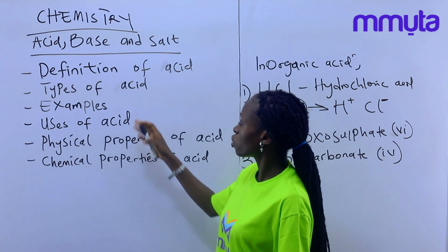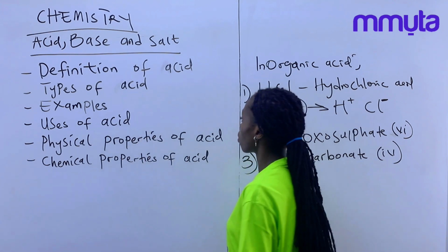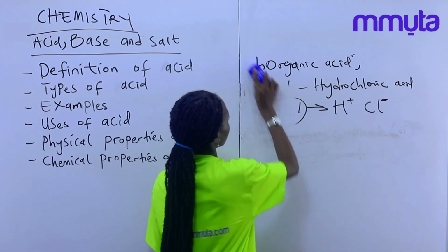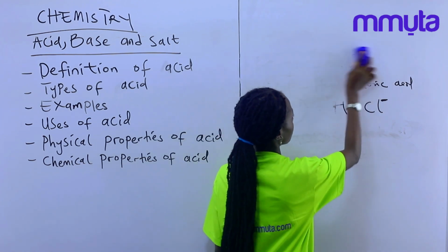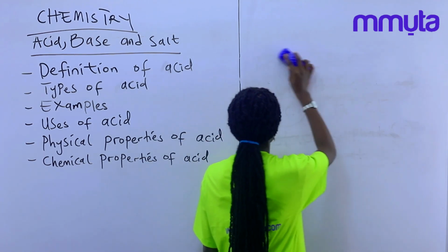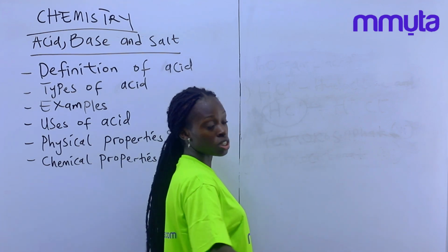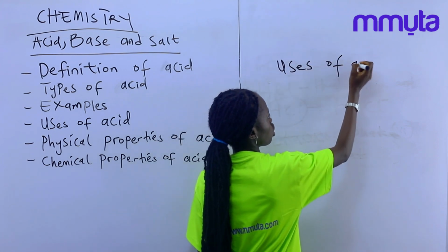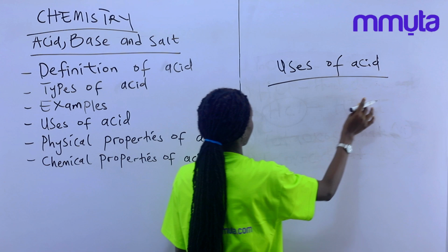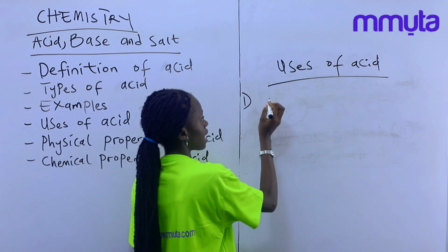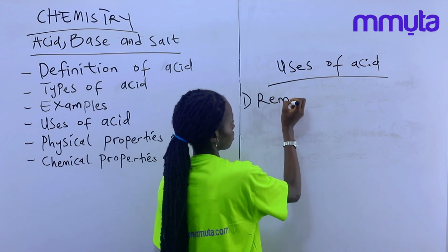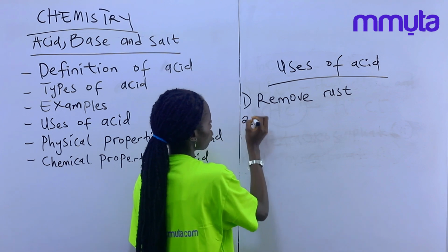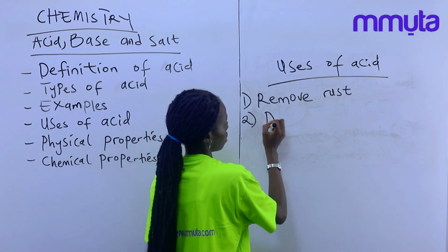The next one we'll be looking at here are uses of acid. Acid has so many uses, but we're just going to be looking at some uses of acid. The first use we'll be looking at is that acid is used to remove rust. Yes, it is used to remove rust. Acid is also used to dissolve metal.